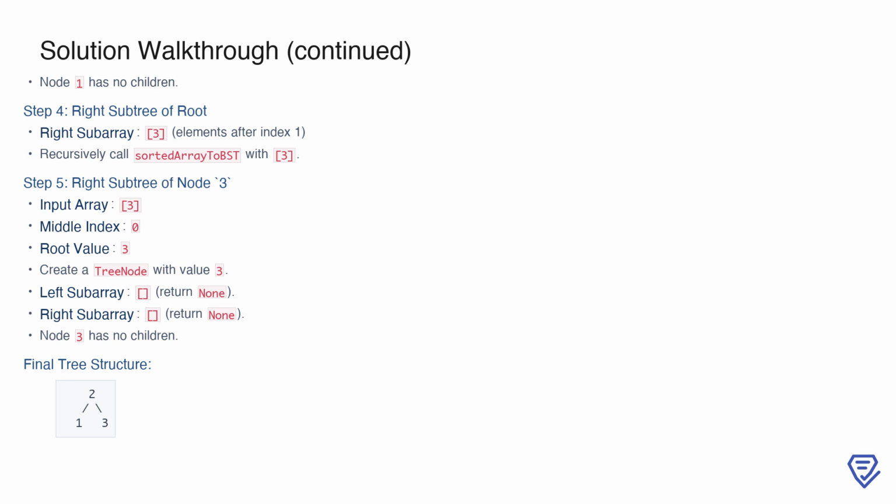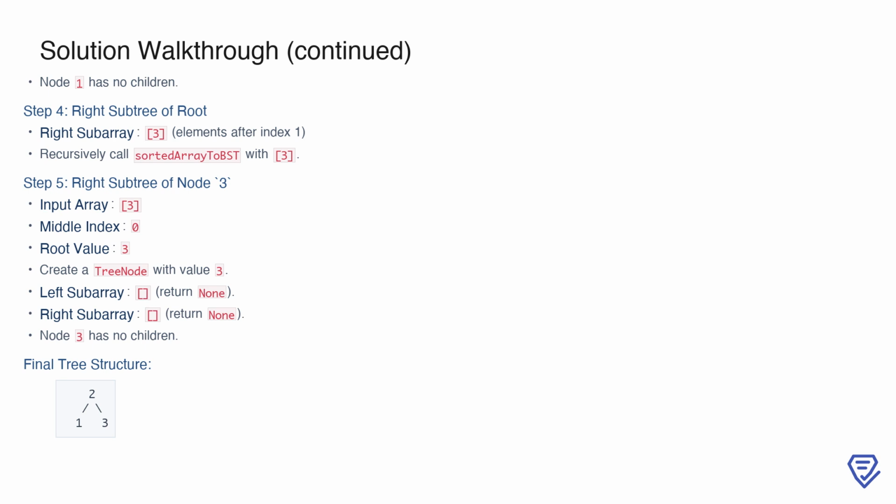We now turn our attention to the right subtree of the root node. The right subarray contains elements after index 1, which is 3. We make a recursive call with this subarray. For the right subtree of the node with value 3, the input array is 3. The middle index here is 0, and the value at this index is 3. We create a tree node with this value. Similar to the previous step, since there are no elements before or after index 0, both the left and right subtrees for this node will also be none. With that, the node 3 has no children.